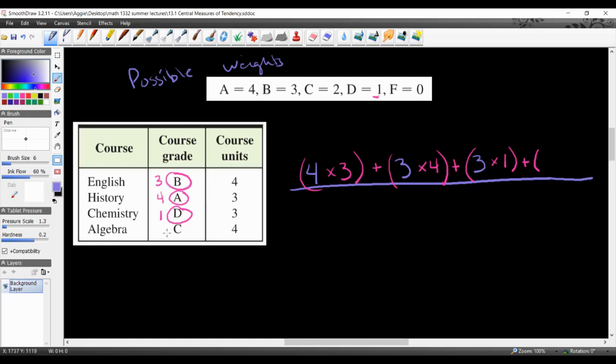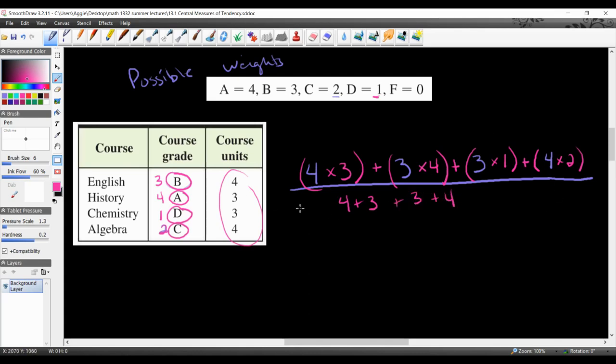Algebra was worth 4 hours, so that's going to be 4 credit or course units, think of it that way. And that is the one that got a C. So C's are worth 2. So I'm going to multiply that one times 2. And luckily whoever this kid is, they didn't get any F. So good for them. Now we're going to divide it by the sum of all of this. So what I'm going to do is add these on the bottom. So it'd be 4 plus 3, plus 3 plus 4.